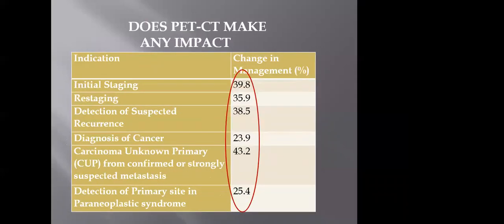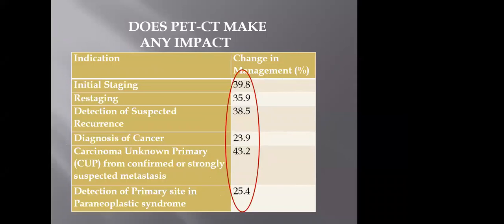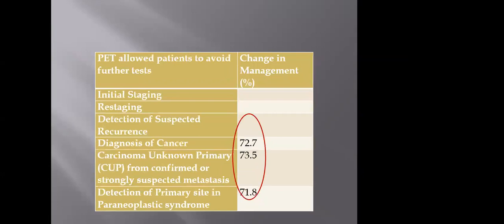Now this is data taken from the NOPR, National Oncological PET Registry. This shows the impact of PET CT on various indications. You can make out that in the initial staging, it changes the management in around 40% of the cases, in restaging around 36%, in suspected recurrence around 38%, in diagnosing a cancer around 25%, and in carcinoma of unknown primary around 43%.